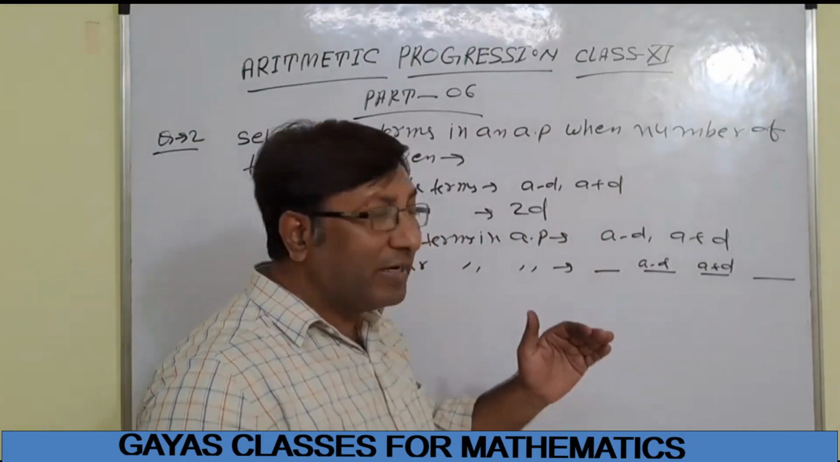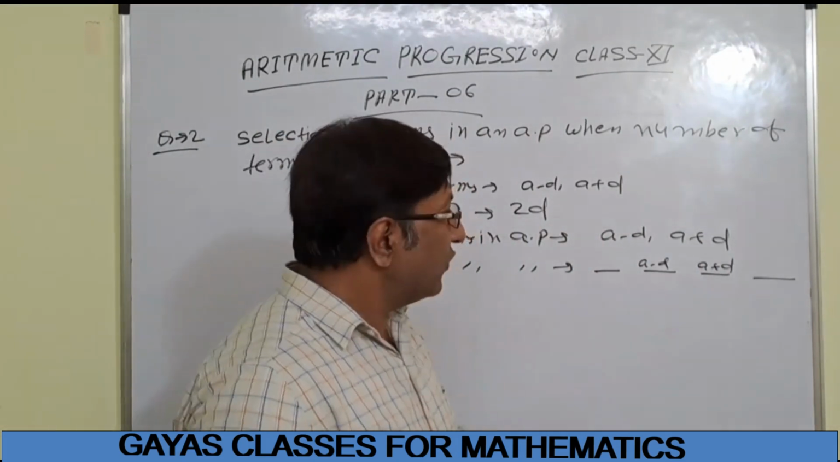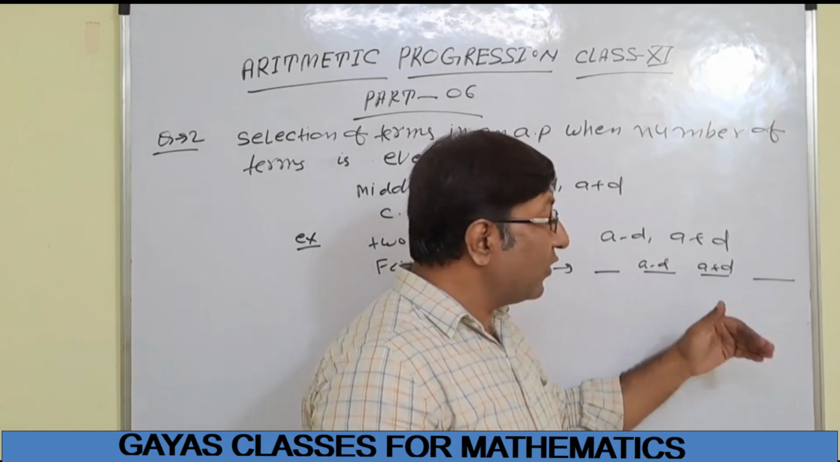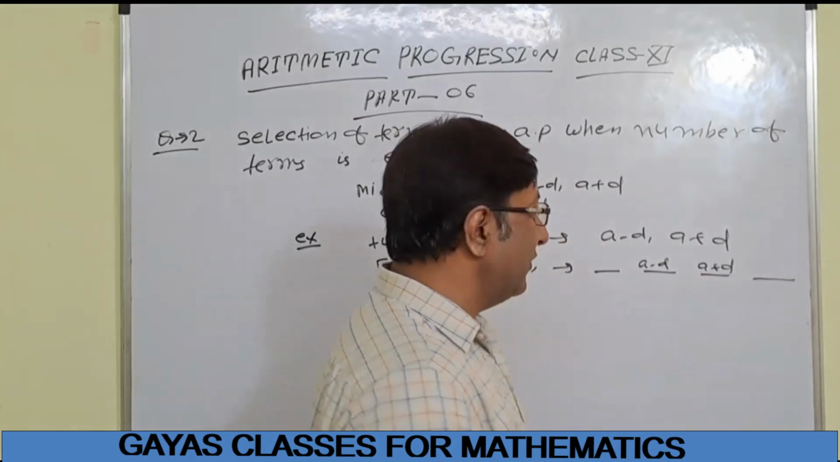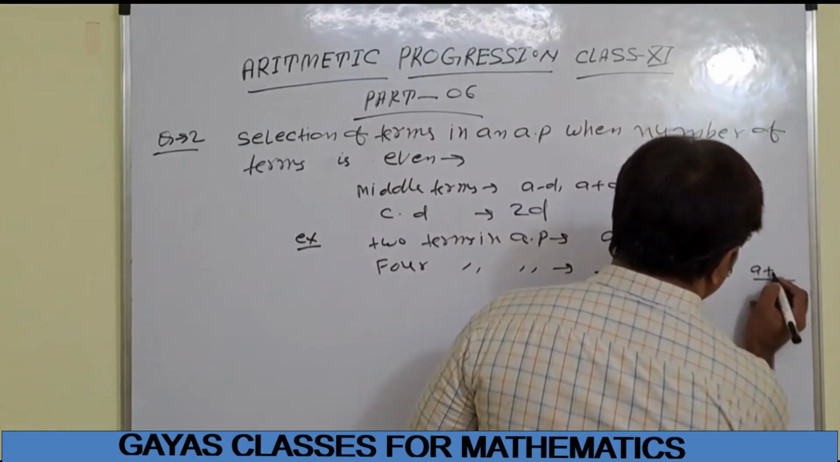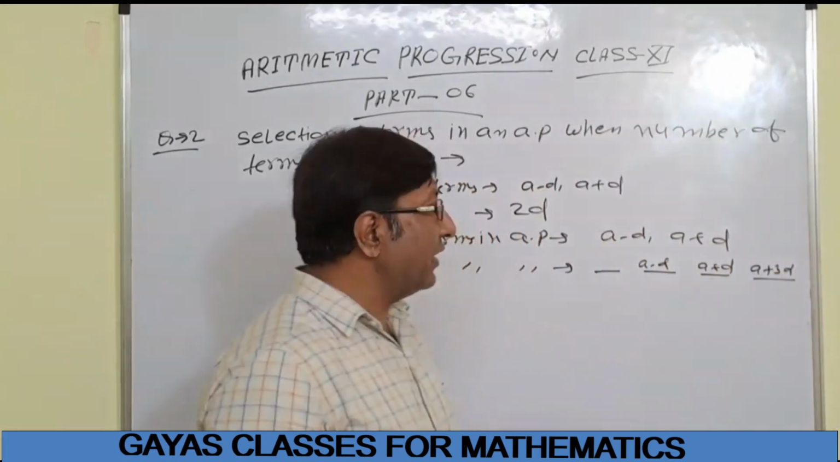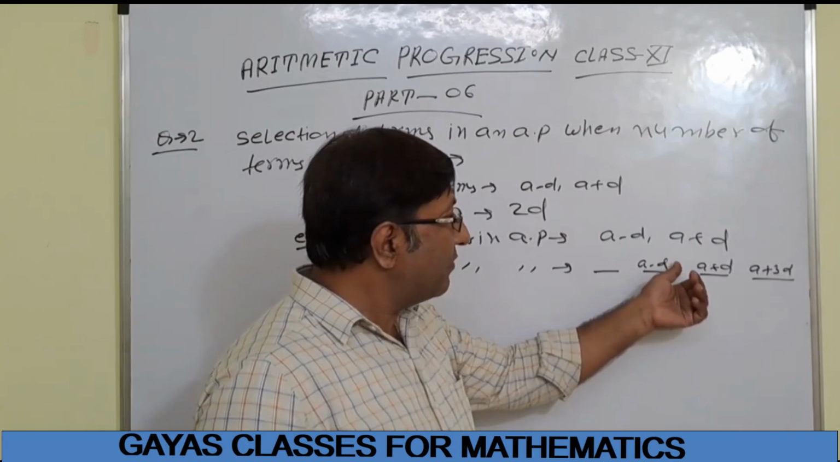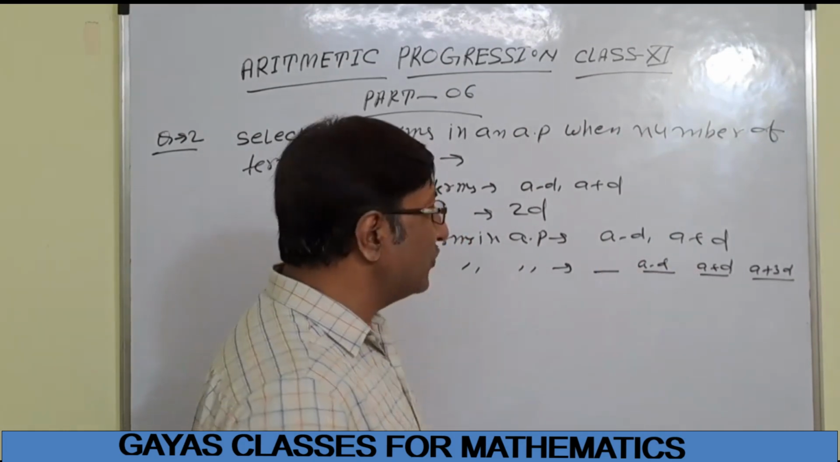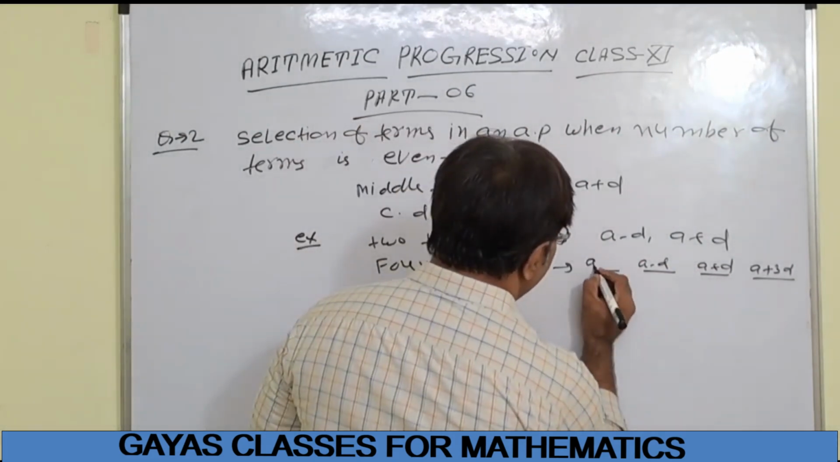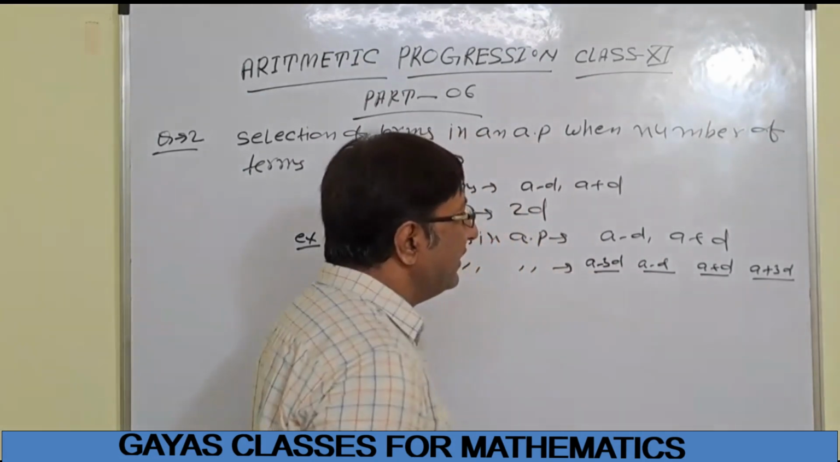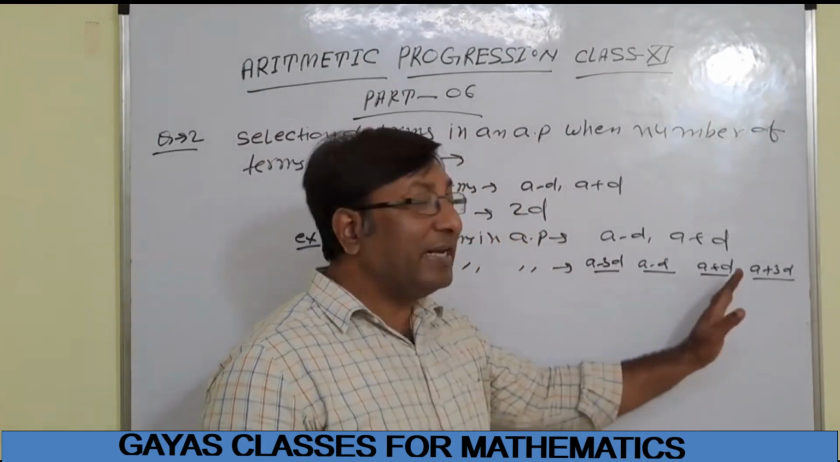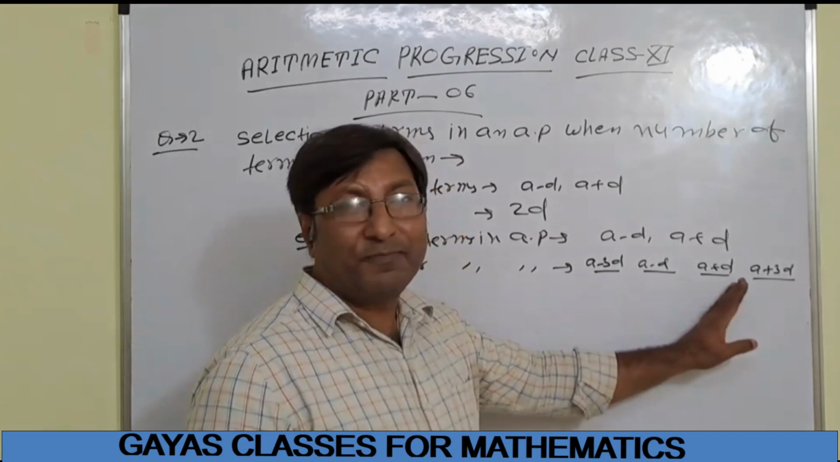Now my common difference is 2D. So here, from A plus D, we are going next, so we will add 2D. So we will get A plus 3D. Here we are going back, so we will subtract 2D. So A minus D minus 2D is A minus 3D. So this is A minus 3D. In this way we have easily found 4 terms in AP.